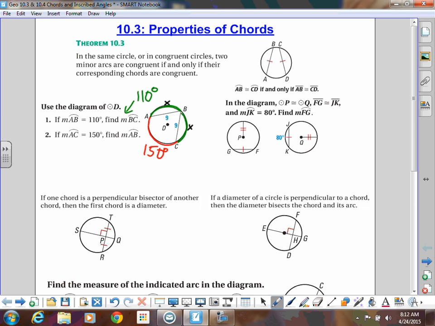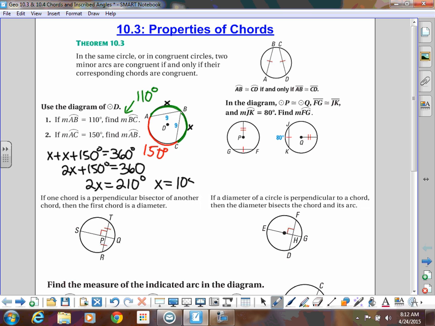So let's just call these X and X. They're both the same. And remember that the whole full circle is 360 degrees, so I'm going to have X plus X plus 150 equals 360 degrees. I'm going to subtract the 150, and that's going to give me 210 degrees. And then I need to divide that by 2 to get just one single X. So that's going to give me 105 degrees. So in this second example, AB is 105 degrees.